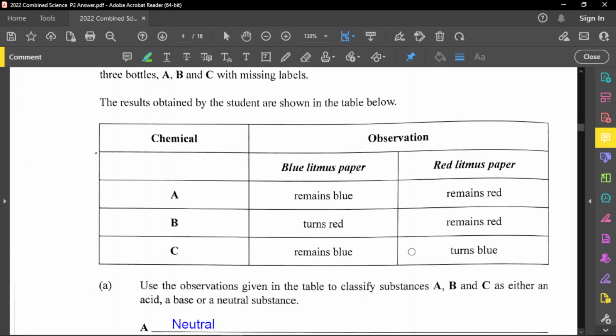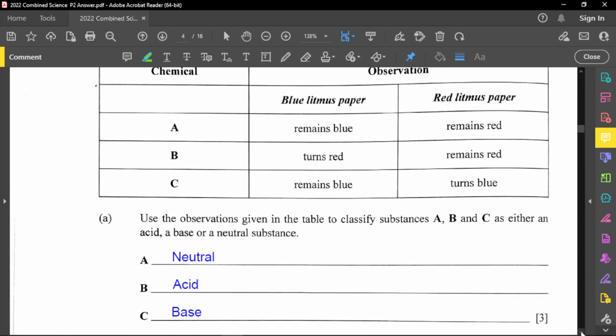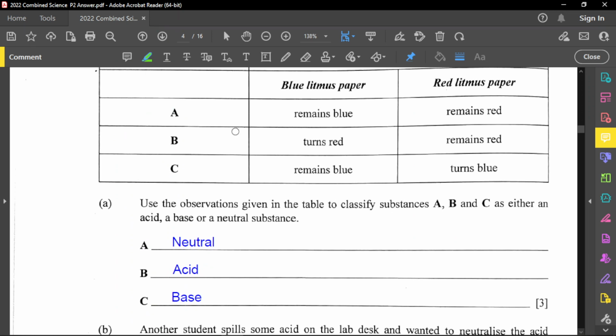For A, if you look at A, in both paper tests, the litmus paper remains the same. So therefore nothing changes, and so it is a neutral substance. For B, B turns the blue litmus paper red, and that indicates that it is an acid, and it remains red for the red litmus paper. So B is an acid. Now for C, the blue litmus paper remains blue, but the red one turns blue, and that indicates that it is a base.